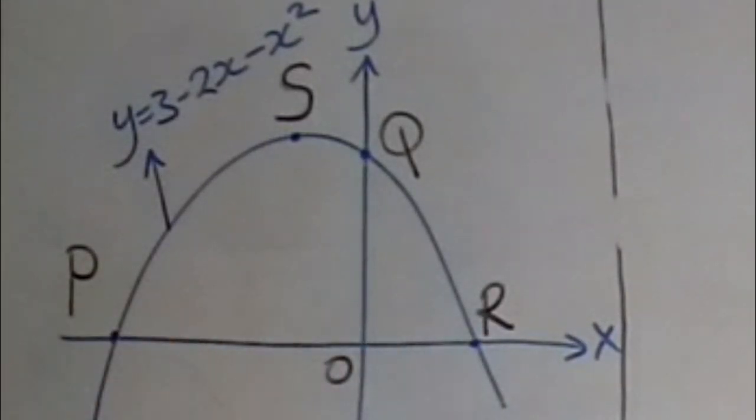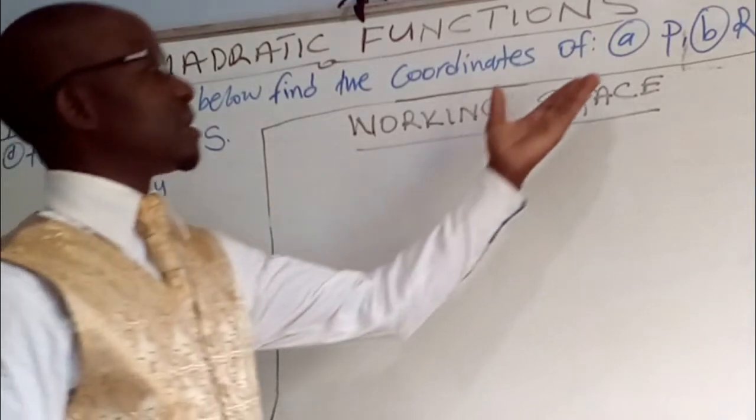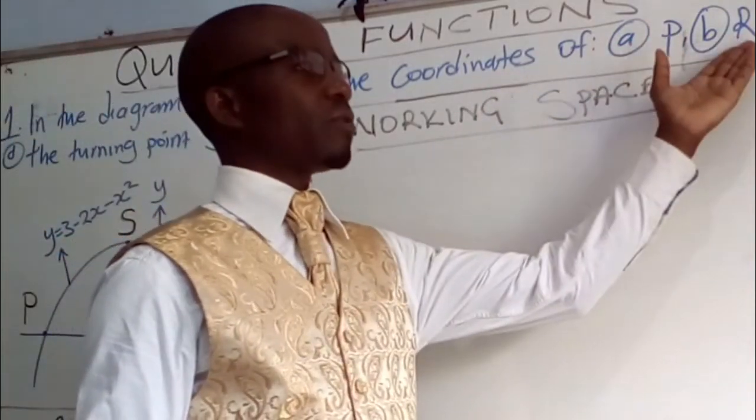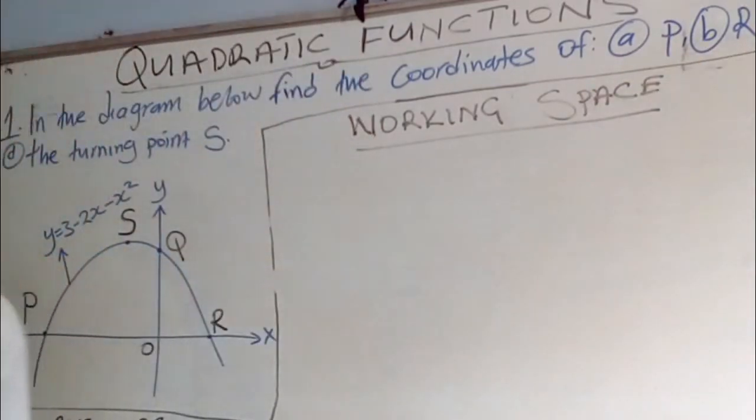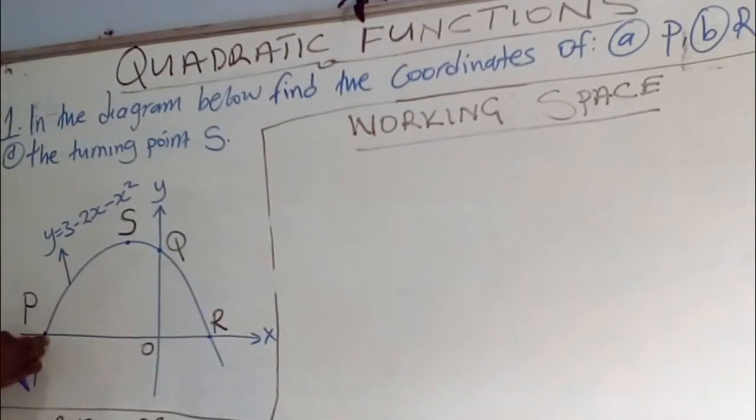At the points where the graph of y cuts the x-axis, it means that y is equal to 0 at that point, meaning at the two points P and R, y is equal to 0. So we are asked to find the coordinates of P and the coordinates of R. We'll start with those two, which can be answered simultaneously. Using this working space, y is equal to 0, meaning that this equation can be equated to 0.